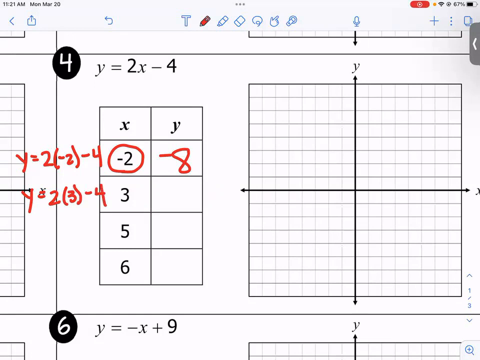Now we're replacing x with 3. So I just took my sticky note of 3. There it is. What's 2 times 3? Okay, and then 6 minus 4. Okay. When x is 5, we have our sticky note of 5 goes over x. So 2 times 5 minus 4. What's that? 6.